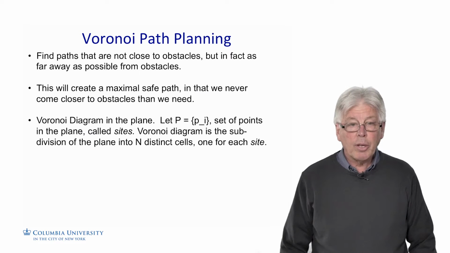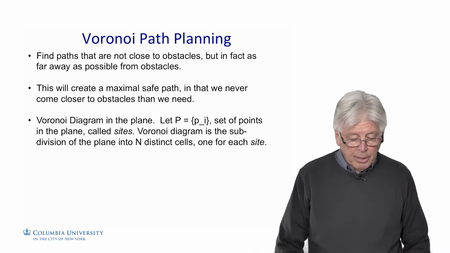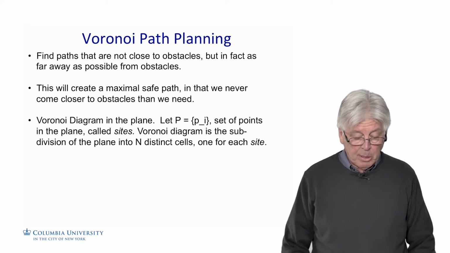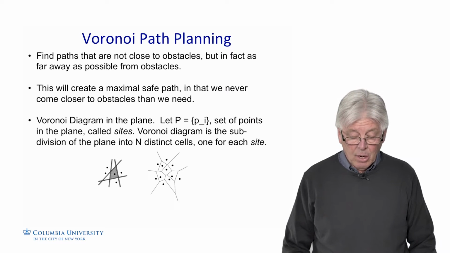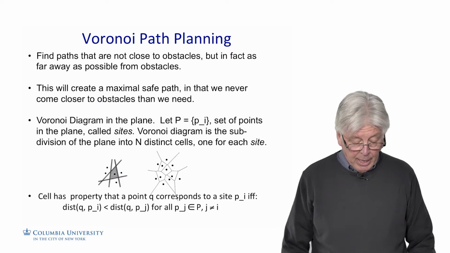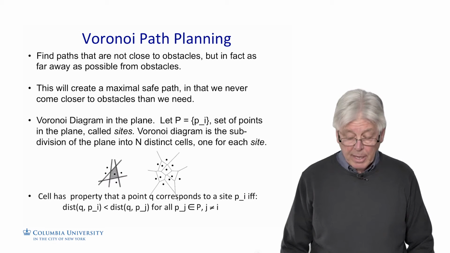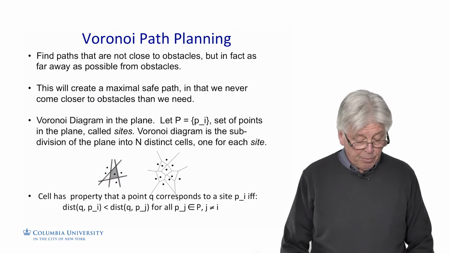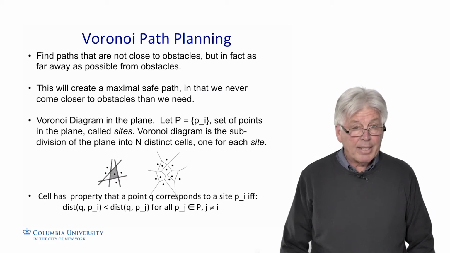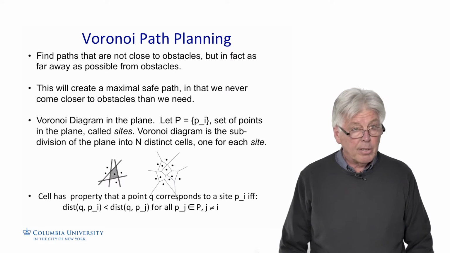Let's talk about what a Voronoi diagram is. A Voronoi diagram in the plane is a set of points, p_i, called sites. And the Voronoi diagram is a subdivision of the plane into n distinct cells, one for each site. So you see here we've created a set of cells for this Voronoi diagram, and each cell has the property that a point q corresponds to a site p_i if and only if the distance from that point to p_i is less than the distance from that point to any other point in this domain.